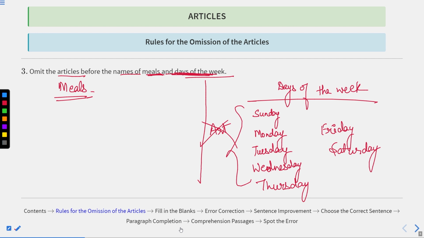But in some special cases we can use it. For example, I went to meet him on a Monday. On a Monday means any Monday. It means the day when I met him, that day was Monday. It means that was a single day. So that is a rare case, but before the days of the week we should not use any article. Now let us move to the next one.